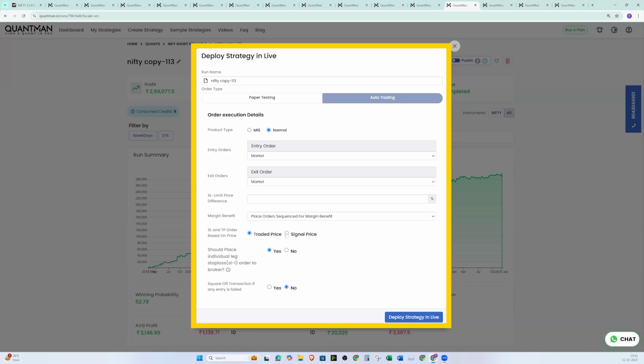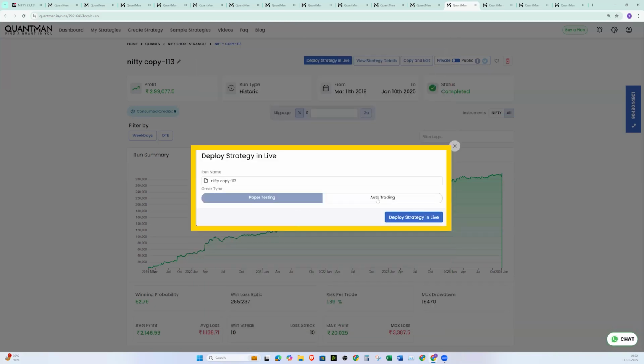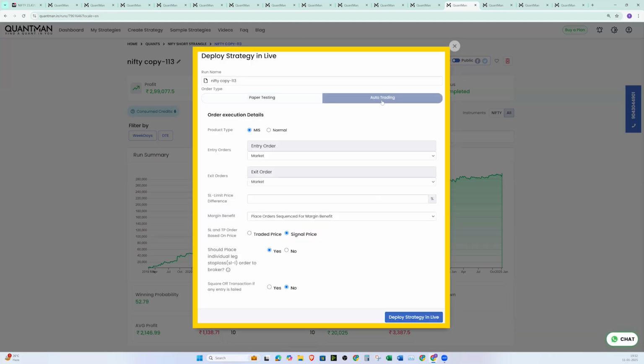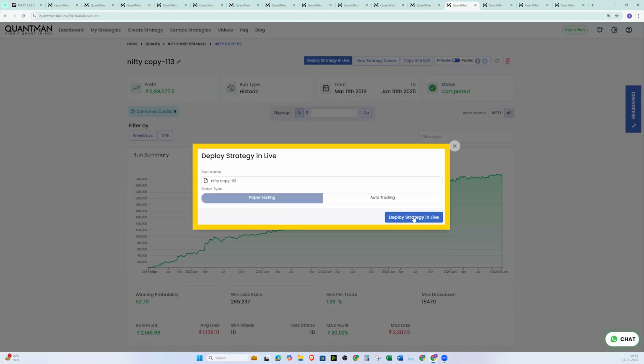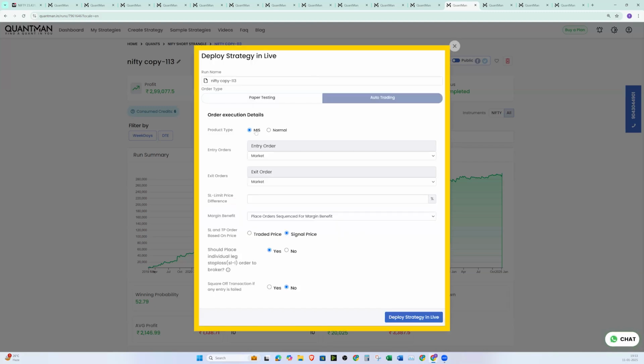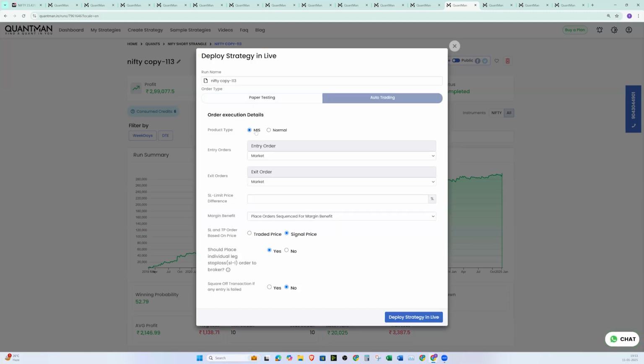Okay. Next, put the signal price and deploy the strategy live. These are the two varieties you can deploy. If you want to deploy in auto trading, you can click auto trade. Once the condition is satisfied, it directly places the order in your Angel account. If you choose paper trading, it takes the signal price as the entry. Okay, auto trading. If you choose MIS order, it directly shows.